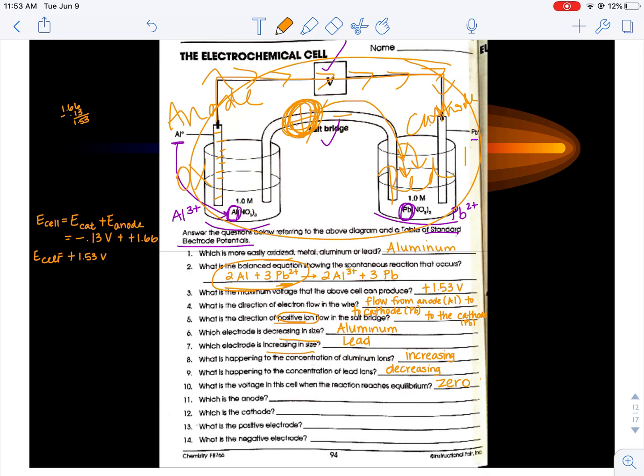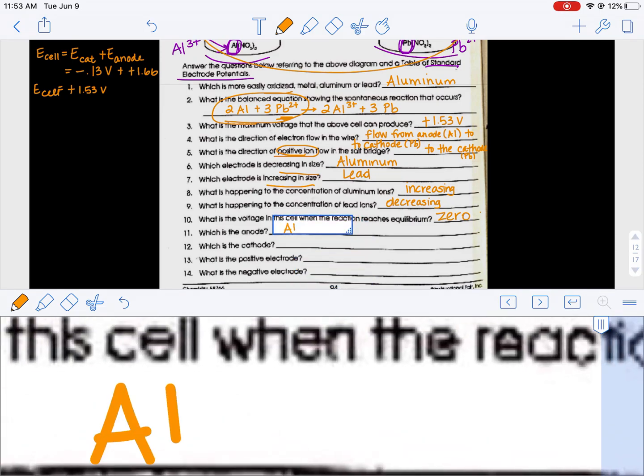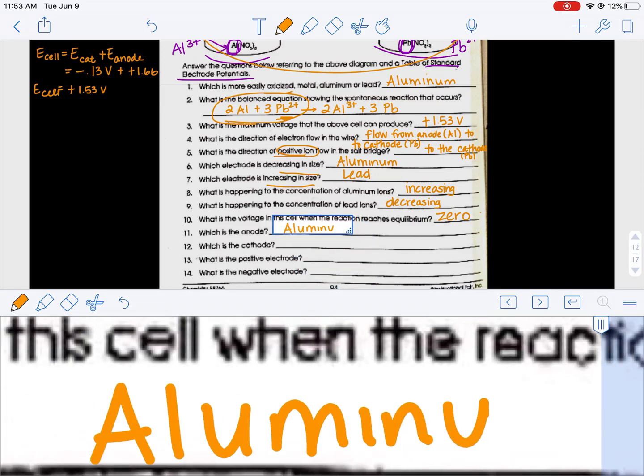All right, some more vocabulary words. Which is the anode? And ox. Oxidation takes place at the anode. We had said that the aluminum was our oxidation half reaction, so the anode must be the metal form, right? Because the electrodes are the metals, so it's aluminum.